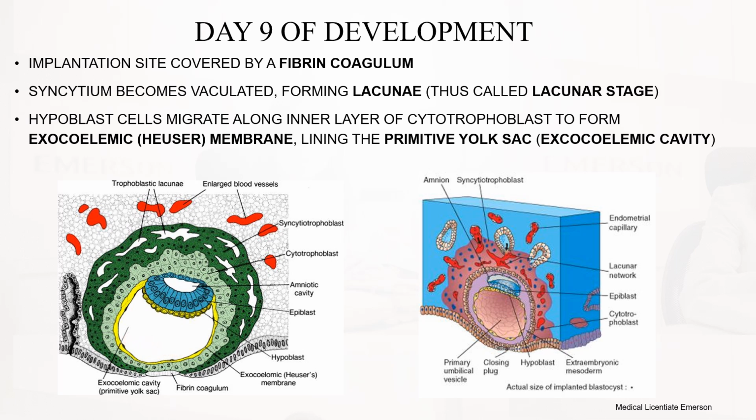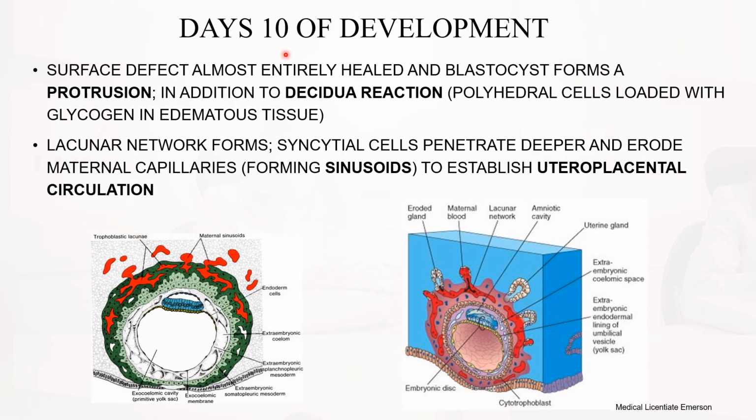Let's go to day 10. So under day 10, there's going to be a surface defect, which almost entirely is healed, and the blastocyst forms a protrusion. In addition to the decidual reaction, the polyhedral cells are loaded with glycogen in edematous tissue. Then the lacunar network forms, and the syncytial cells penetrate deeper and erode maternal capillaries, forming sinusoids to establish uteroplacental circulation. So, okay, let's now explain with the diagram.